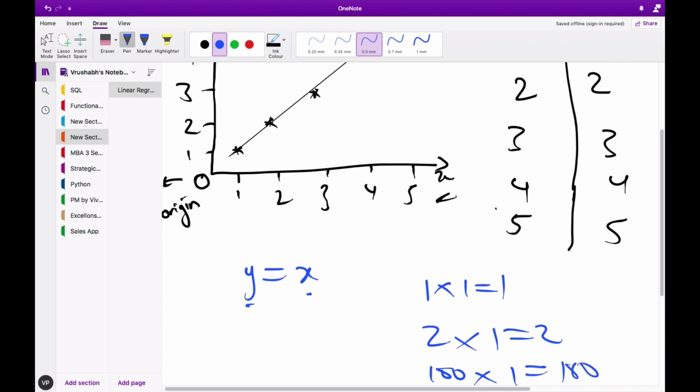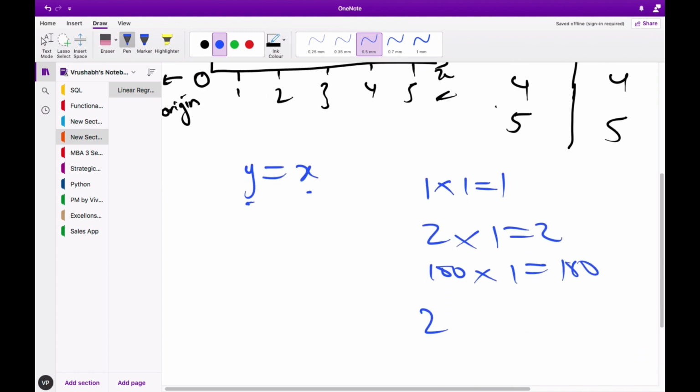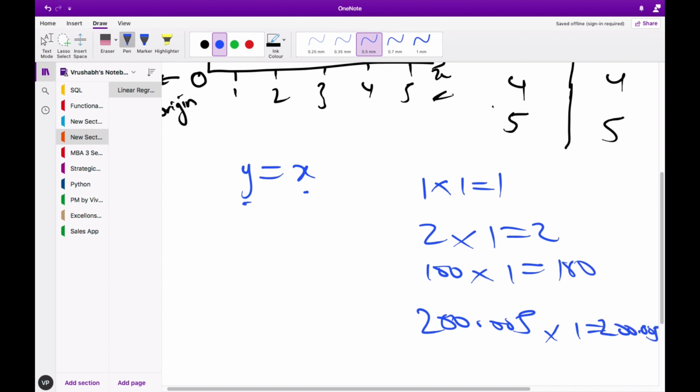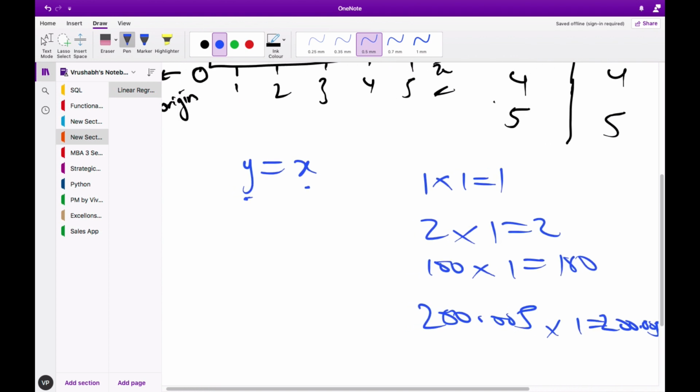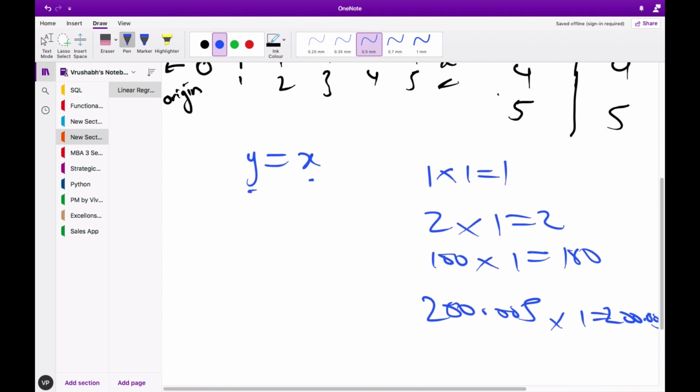Okay, so for any number, whether it's a decimal or if you pick, say, 200.005, we can assume that there's 1 multiplied by this, and also there's 1 multiplied by this, which is just the same thing. 1 times y is still y, and 1 times x is still x. All right, it's just the same thing.